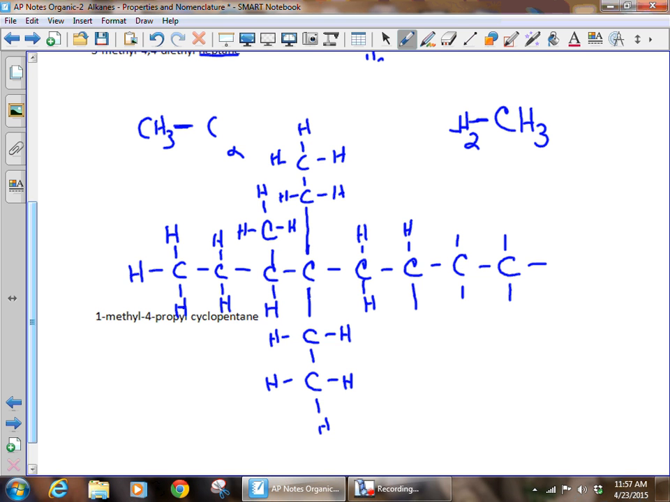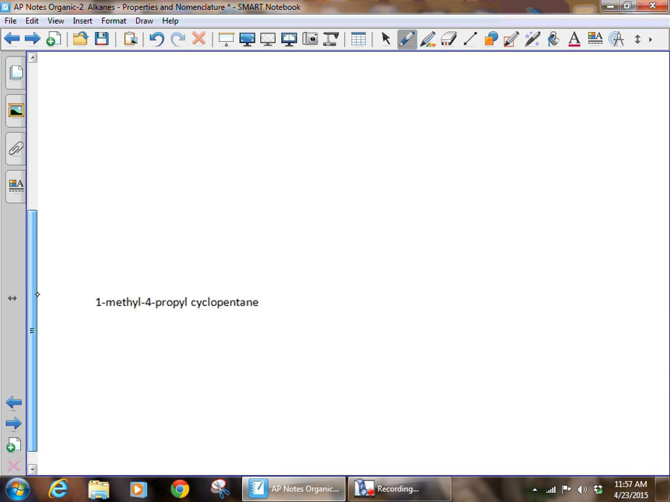Again, you're not going to face anything this hard on the AP test, but if you can do this, you'll think the AP test is easy. So there's the structure for this particular compound. I think you can see why we almost always do the condensed form whenever we're writing the formulas for these. So let's get rid of this. And now we're ready to do 1-methyl-4-propylcyclopentane.